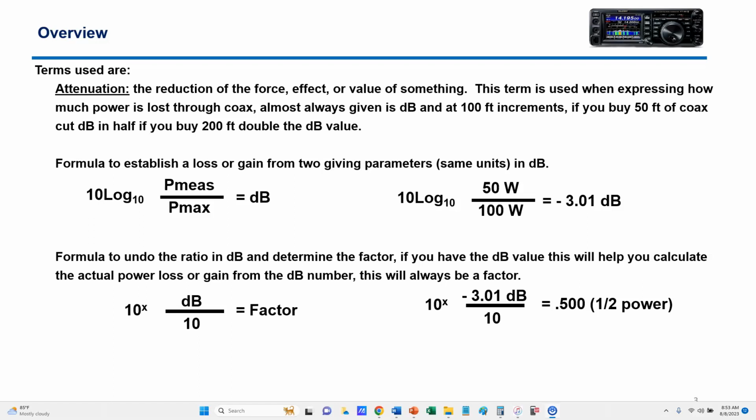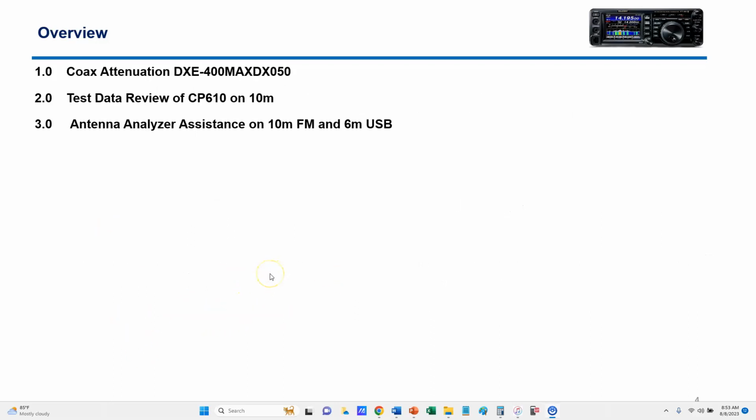Just some quick factors. These two things are very important in dealing with antenna calculations, power factor, and so forth: your base 10 log and of course your anti-log, and I'll go over some examples of these. This is the coax. I want to review the data.